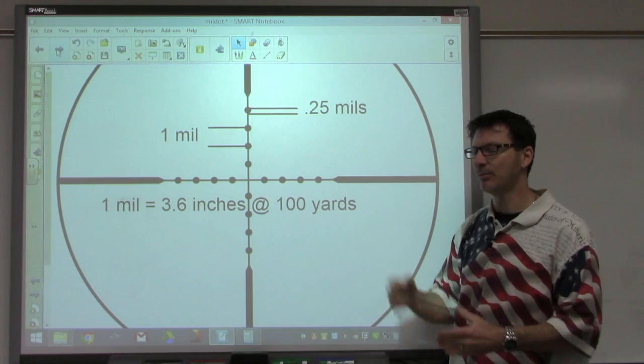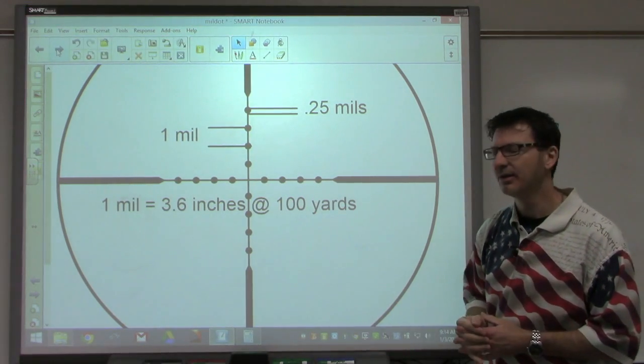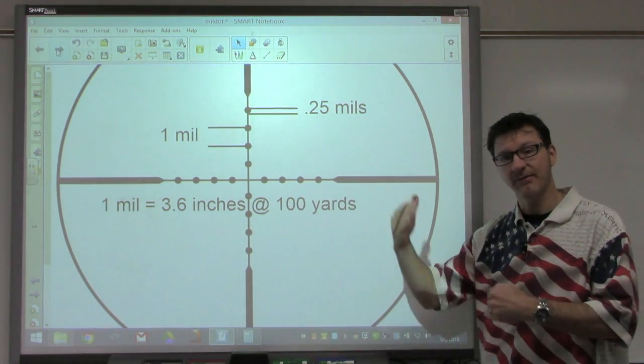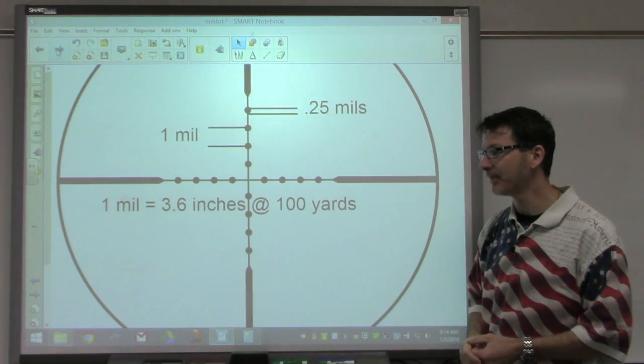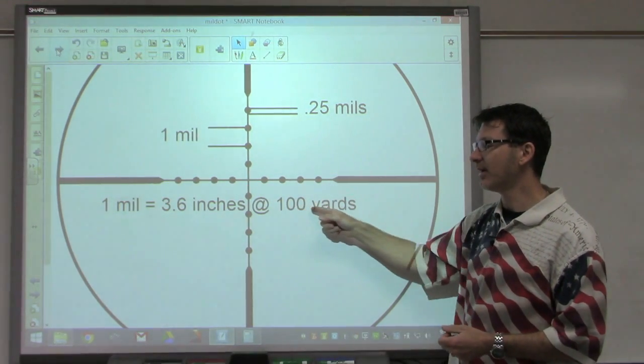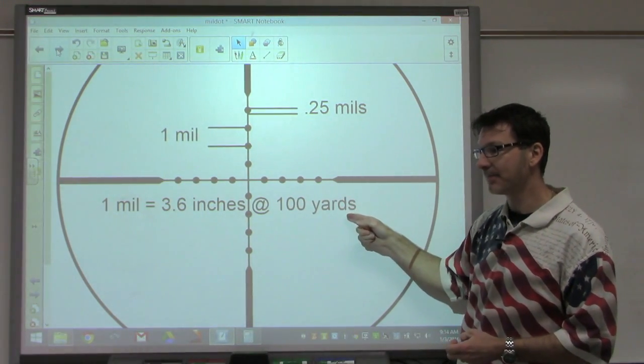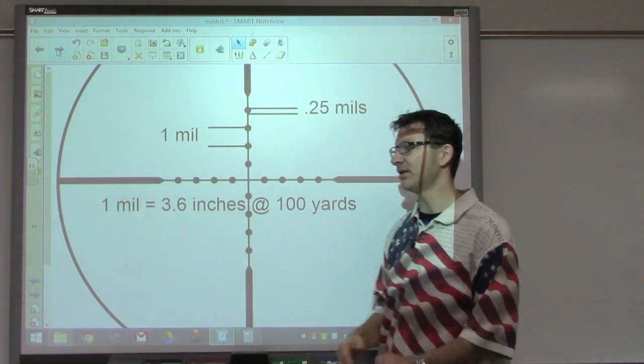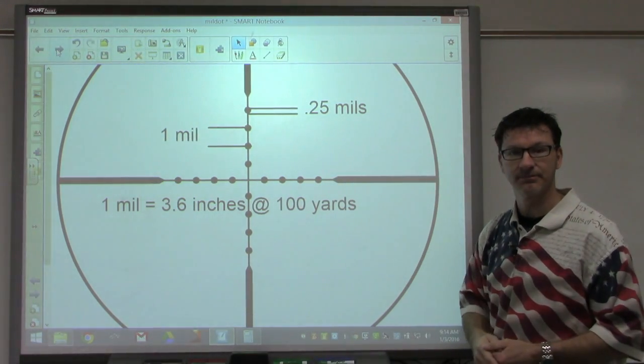It does help to keep one type of thing in mind, which makes things a little bit easier. A lot of rifle ranges out there have 100 yards set for you. If you're looking through your reticle at a target 100 yards away and you see 1 mil, that target is going to equal 3.6 inches in height or width.